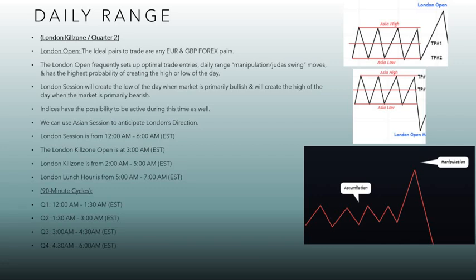Okay, so bringing us to the 90-minute cycles again now. Quarter 1 is 12 a.m. to 1:30 a.m. Quarter 2 is 1:30 a.m. to 3 o'clock a.m. Quarter 3 is 3 o'clock a.m. to 4:30 a.m. And quarter 4 is from 4:30 a.m. to 6 o'clock a.m. Okay?